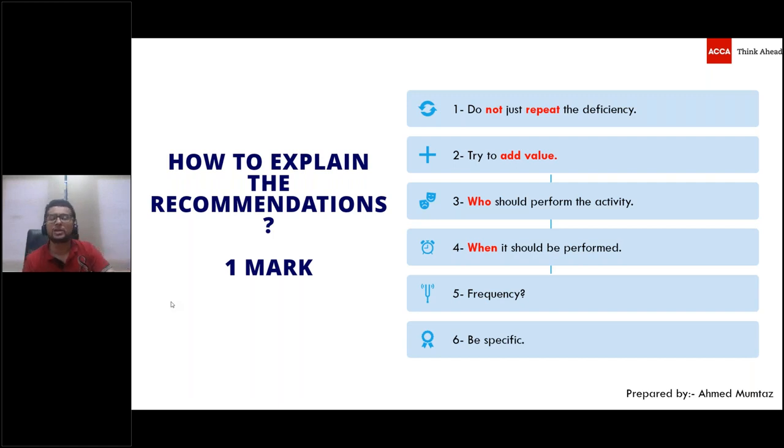Now a poor recommendation would be the purchase orders should be sequentially numbered. That's a poor answer. A good answer would be all the purchase orders should be sequentially pre-numbered, and on a weekly or at least on a monthly basis, a sequential review should be performed by a senior member of the purchasing department just to make sure there are no orders which are unfulfilled. So you have to add a little value. You can't just rewrite the deficiency. Is this clear?